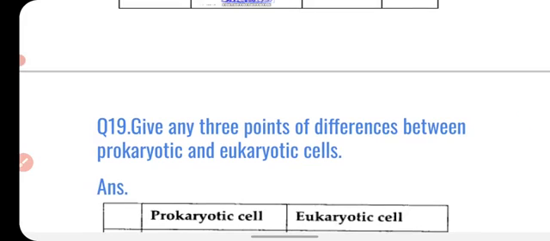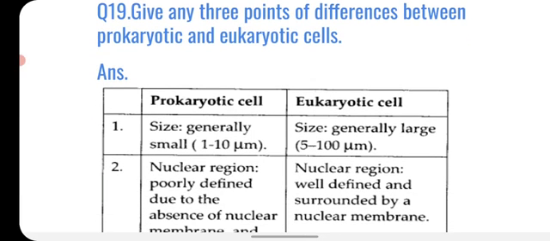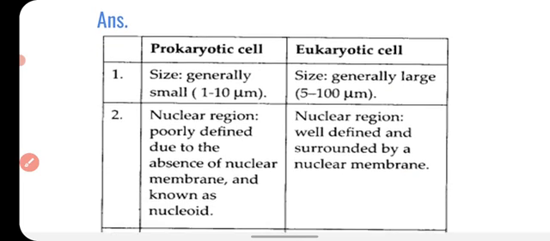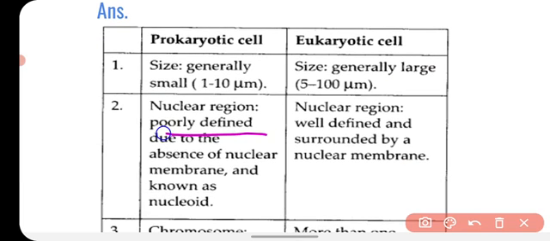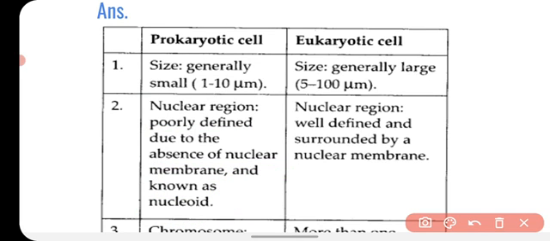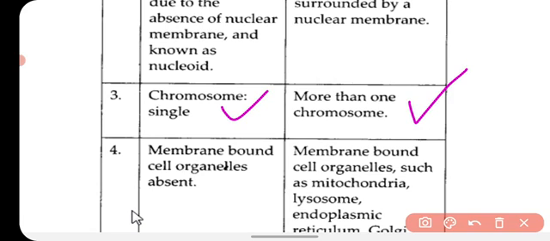Next question is, give any 3 points of difference between prokaryotic and eukaryotic cells. Prokaryotic cells are generally smaller in size. They have a range of 1 to 10 micrometer, and eukaryotic cells are generally larger. They are in the range of 5 to 100 micrometer. If we talk about the nuclear region, in the prokaryotic cell the nuclear region is poorly defined due to the absence of a nuclear membrane and is known as the nucleoid. In the eukaryotic cell, the nuclear region is well defined and surrounded by a nuclear membrane. Third, the chromosome is single in prokaryotes, while eukaryotes have more than one chromosome.